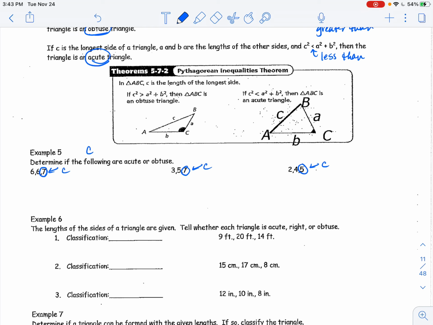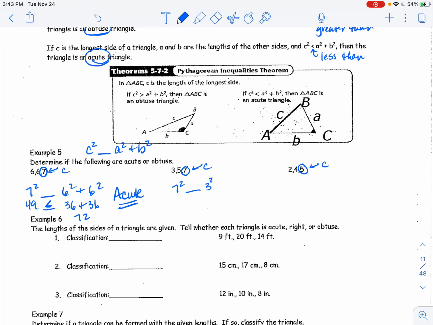Let's see. So we look at it from this side. c squared, and then we're going to compare it to a squared plus b squared. So 7 squared compared to 6 squared plus 6 squared. 49 compared to 36 plus 36. Well, 36 and 36 make 72. So this is a less than. If c is less, then it's acute.